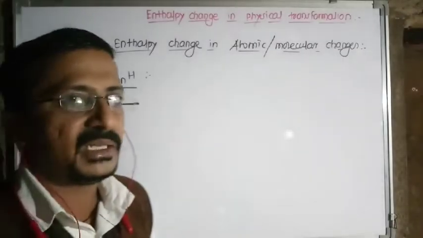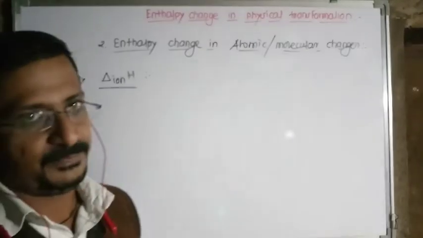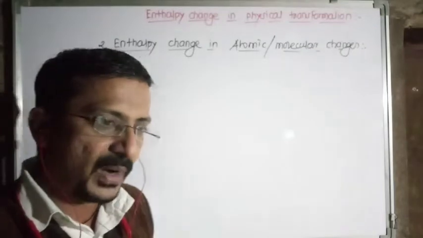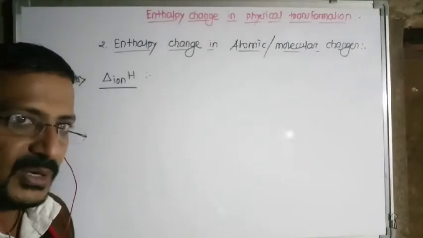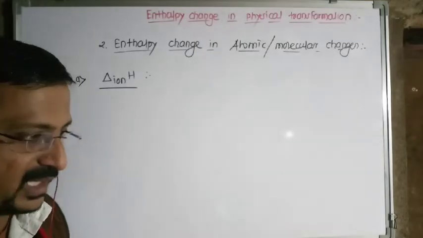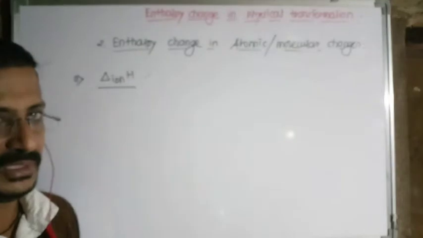Actually, you already studied this maybe in the 11th standard. What is enthalpy of ionization? It is the minimum amount of energy required to remove the most loosely held electron from a neutral gaseous atom and convert it into a positively charged ion. It's called enthalpy of ionization.